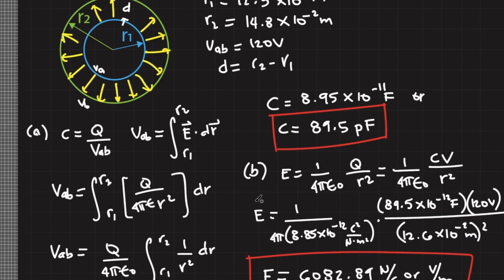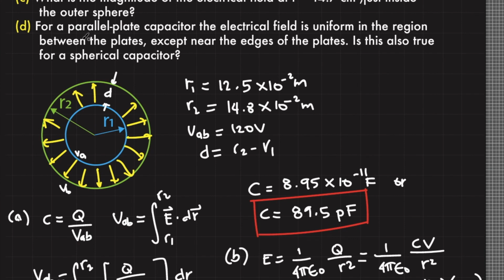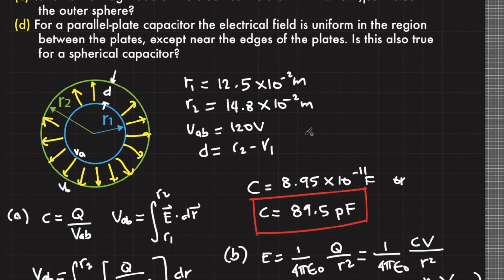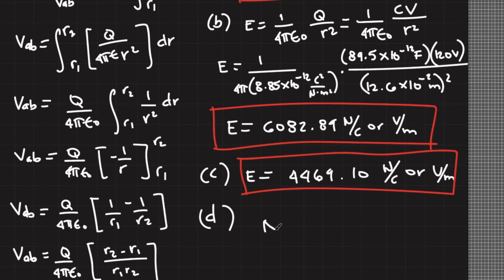Now for part D, for a parallel plate capacitor, the electric field is uniform in the region between the plates except near the edges of the plates. Is this also true for a spherical capacitor? So if you try to observe the electric fields here, the electric field vectors are radiating outward. Therefore, for the regions near the center of the capacitor, the electric field density is greater than the outside. Therefore, it's not uniform and the answer is no.